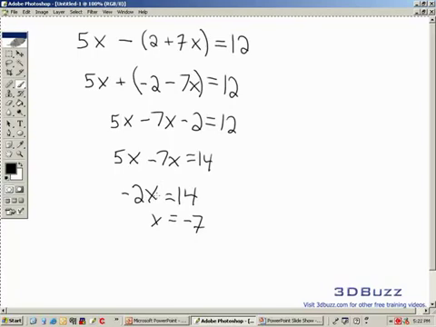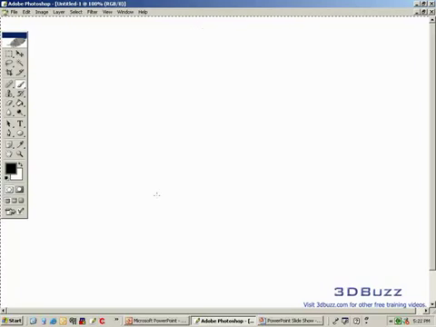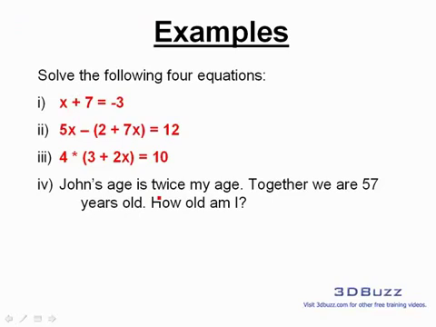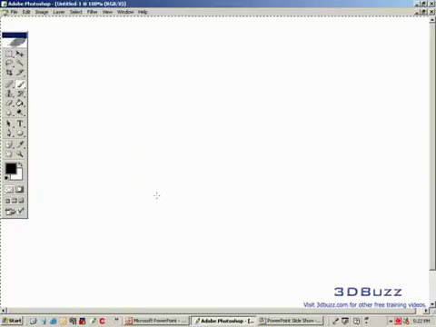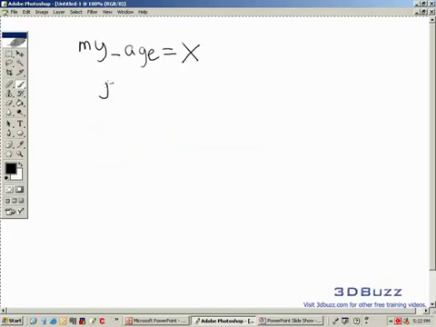And now we're going to solve perhaps the word problem, I guess, live. So we'll just jump back to PowerPoint and read the word problem. John is twice my age. Together we are 57 years old. How old am I? So let's say I had a friend, John, and he was twice my age. So we'll say my age equals x. And John's age is twice my age, so he's 2x.